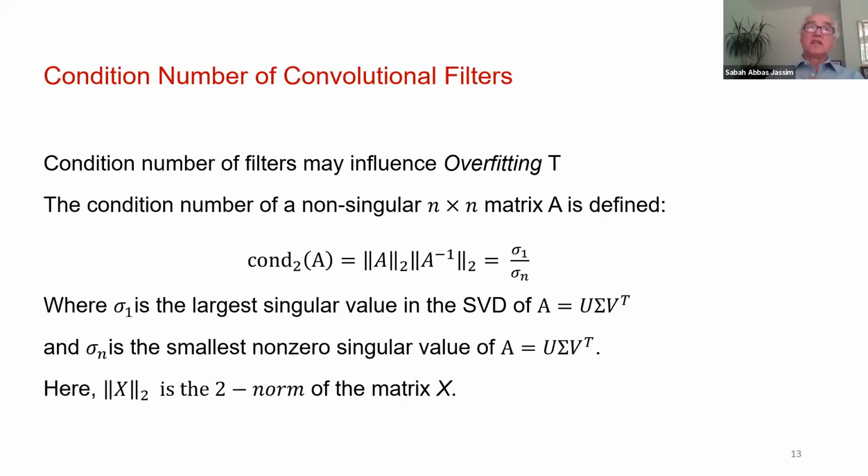Now, we come back to the convolution filters. How do we understand the actions of convolution filters, and especially if we are interested in the overfitting? The overfitting and the instability of the action could come from condition numbers. We can calculate the condition number. This is a formula. Many of you would have used it anyway.